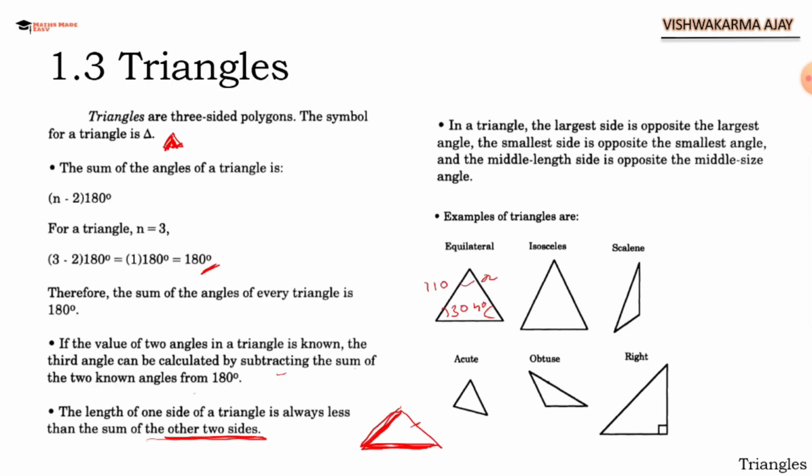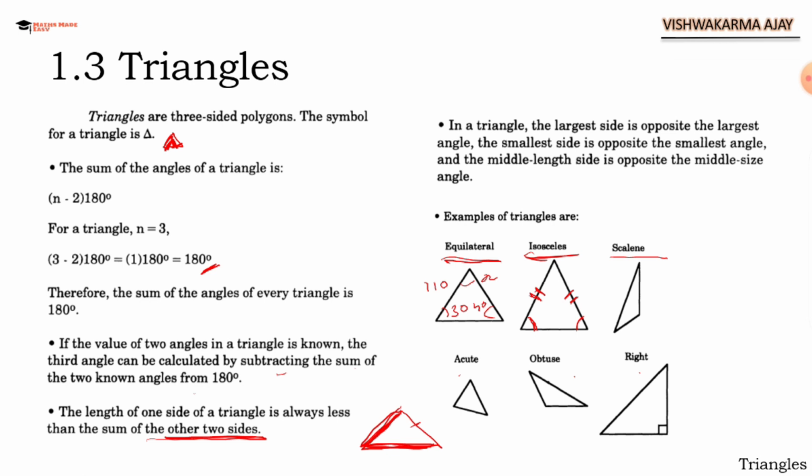Okay, there are types of triangle: equilateral triangle, isosceles triangle, scalene triangle, acute, obtuse and right. In an equilateral triangle, all the sides are equal. All the angles are 60 degrees, meaning all the angles are equal. In an isosceles triangle, two of the sides are going to be equal, and two angles are also going to be equal. In a scalene triangle, all three sides and three angles are not going to be the same. All are going to be different.